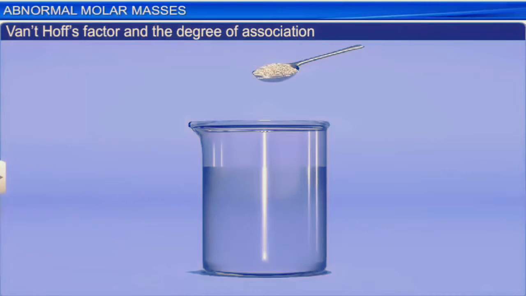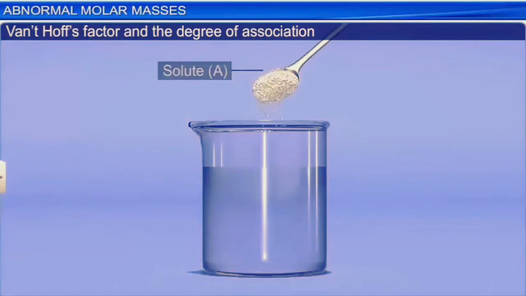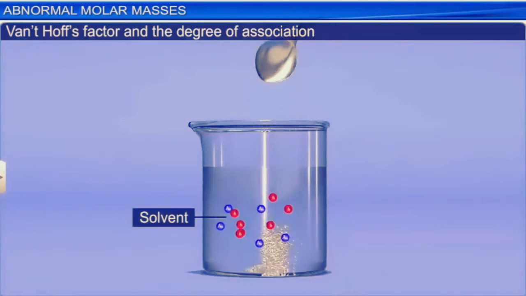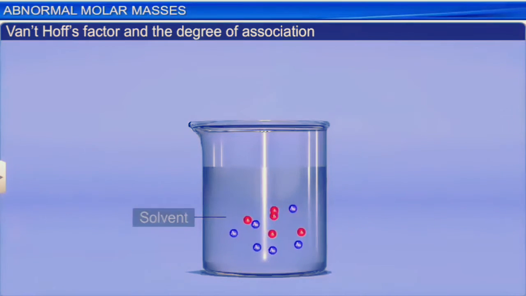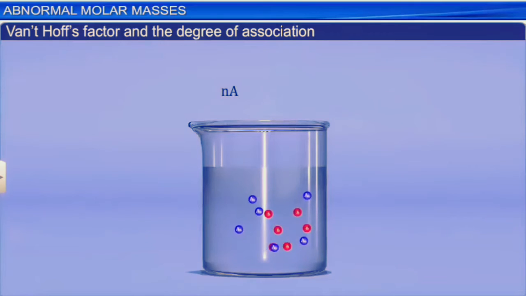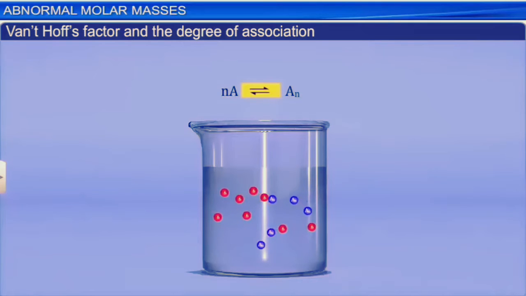Consider 1 mole of solute A dissolved in a given amount of solvent. And suppose that n molecules of A associate to form associated molecule An, and an equilibrium gets established between A and associated molecule An.